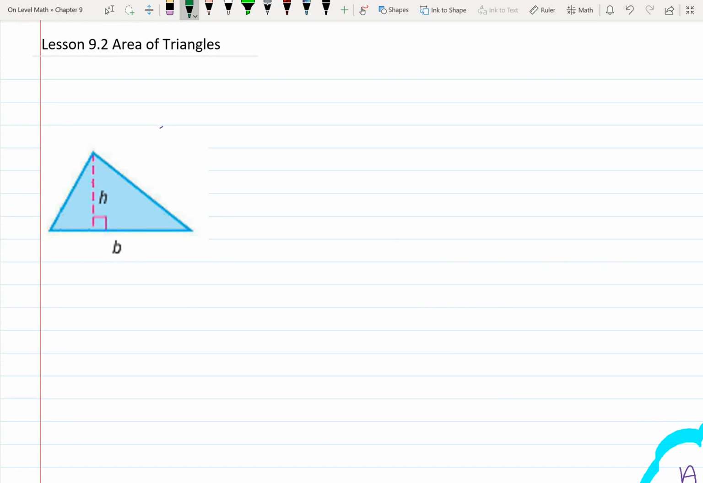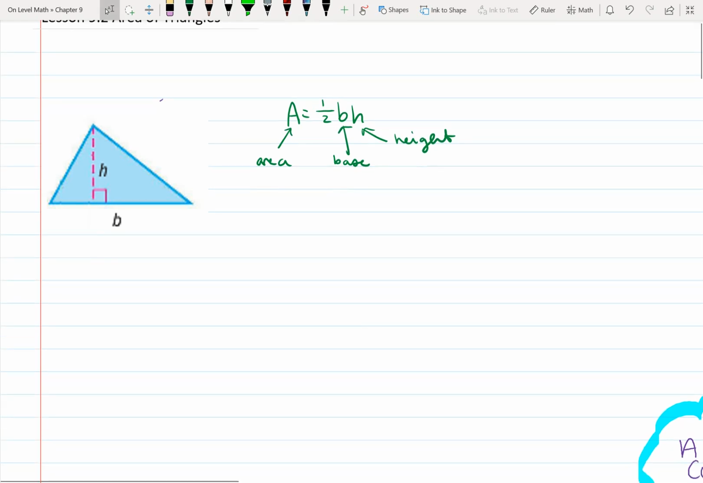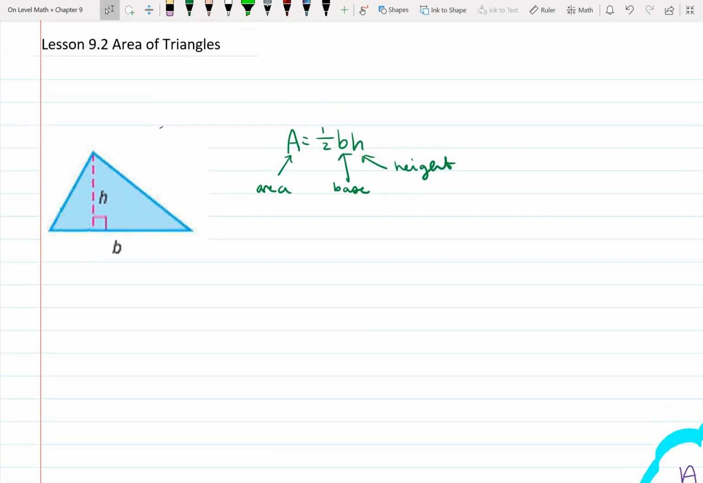The formula we're going to stick with is A equals area equals 1/2 of the base times the height. So h, height, and again be sure you're using all lowercase variables because capital A is area, lowercase a is just a variable. Alrighty, so 1/2 base times height.